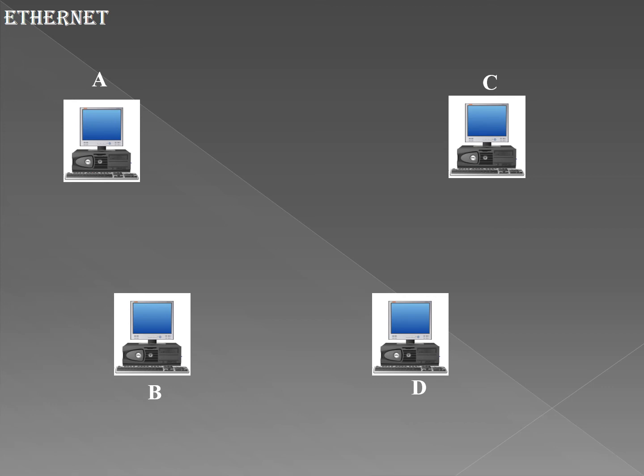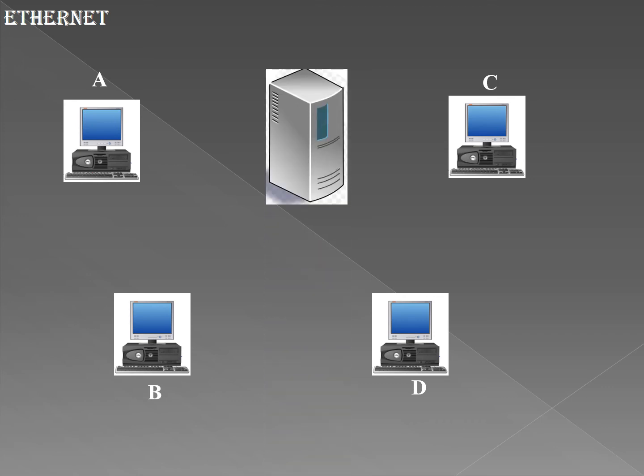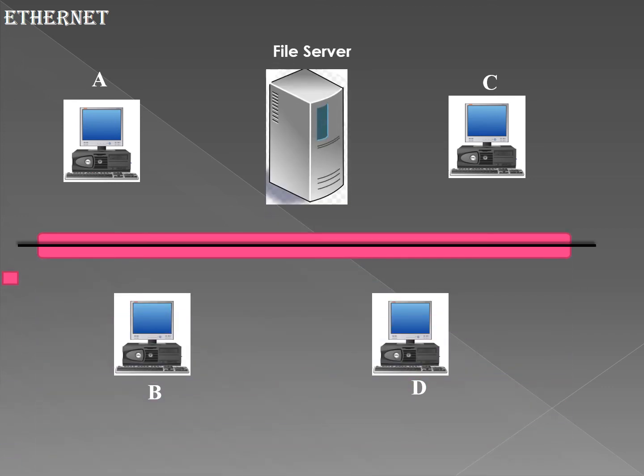Now let us discuss the diagram. Here I have four computers A, B, C, D and a file server. All these computers are connected to the cable. You can see how the connection has been done. It is similar to bus topology. If computer A wants to transmit data to computer D, for example, it will send the data inside the Ethernet cable along with its source address, that is of A, and the destination address, that is of D.